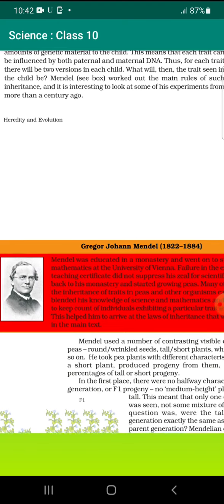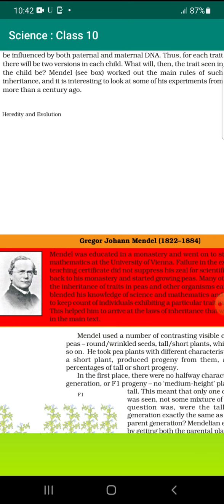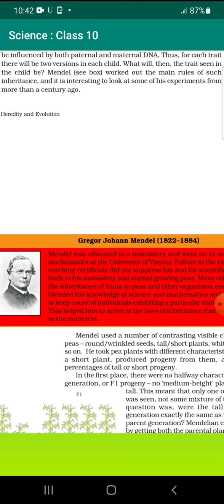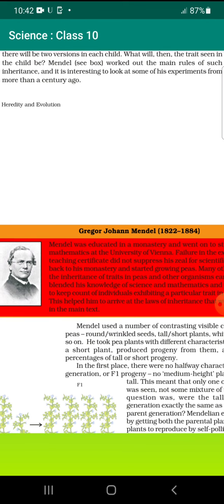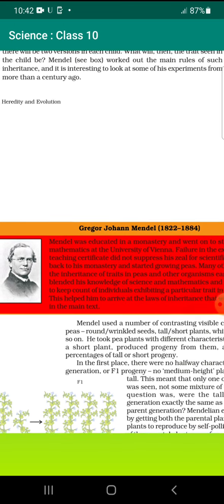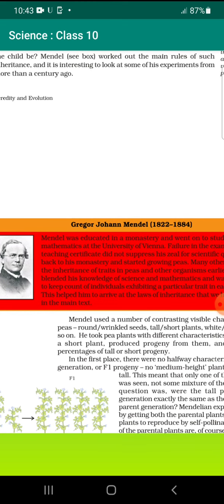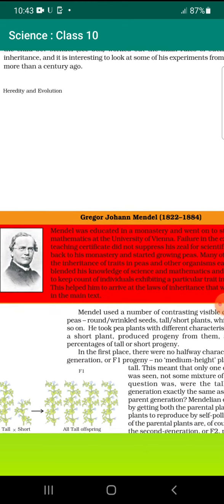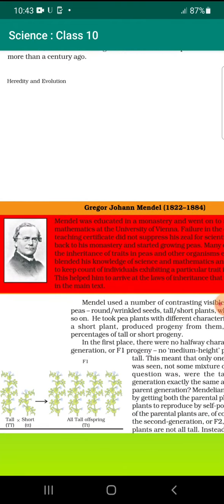This means that each trait can be influenced by both paternal and maternal DNA. Thus, for each trait, there will be two variants in the child. What will then be the trait seen in the child? Mendel worked out the main rules of such inheritance, and it is interesting to look at some of his experiments from more than a century ago.